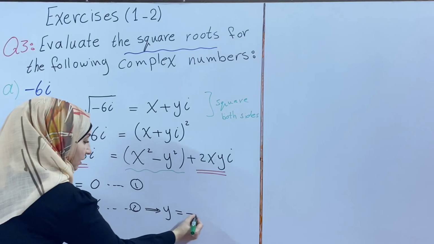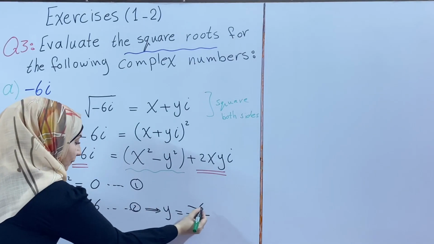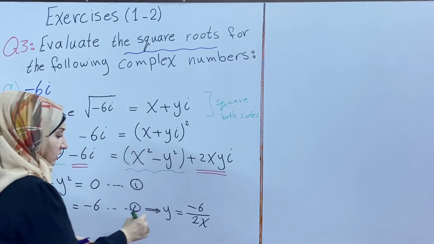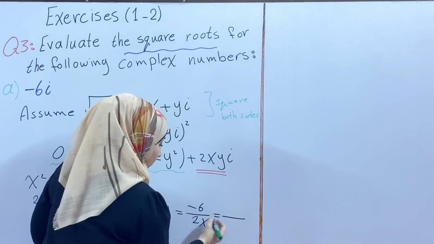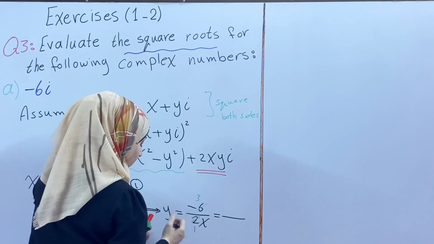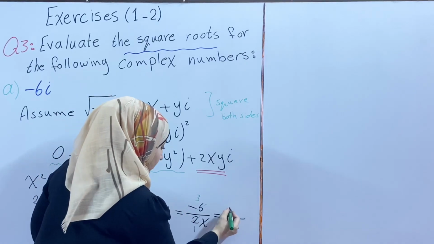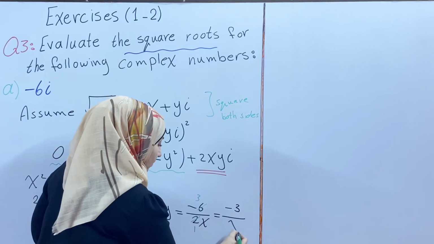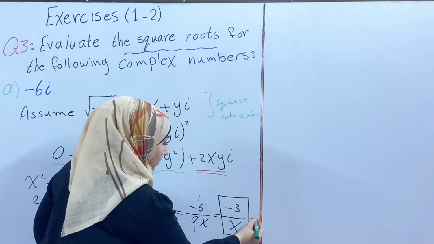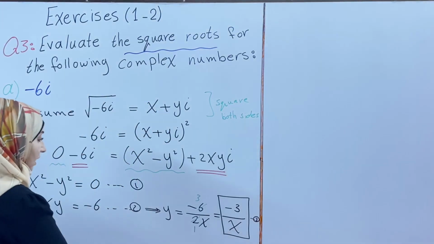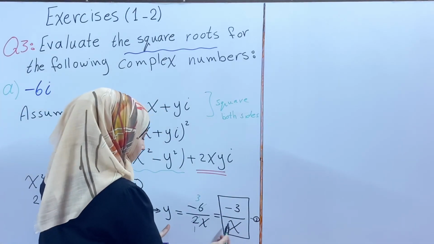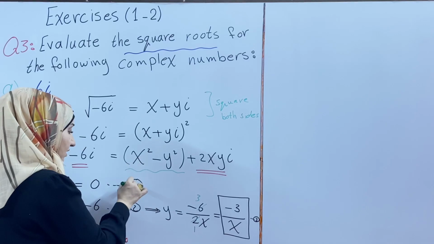So it will be negative 6 divided on 2x. And we can simplify it, so here we can simplify 6 on 2 equal 3, so that will be negative 3 on x. This is the value of y denoted by x. I will call it 3. And now I will substitute the value of y which I get from equation 2 in the equation 1.